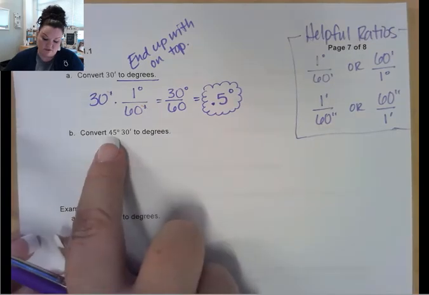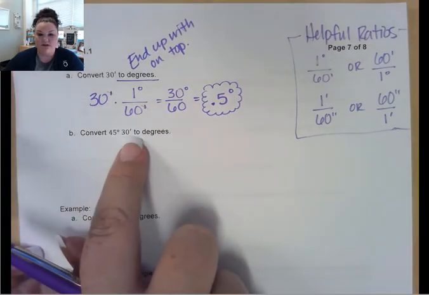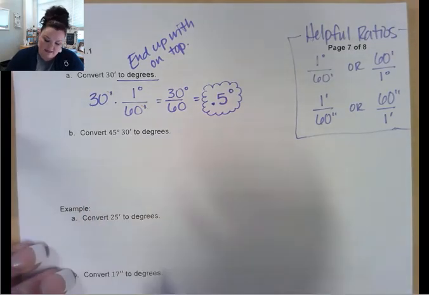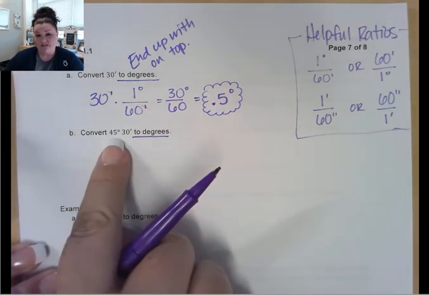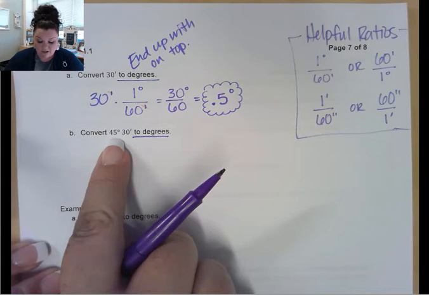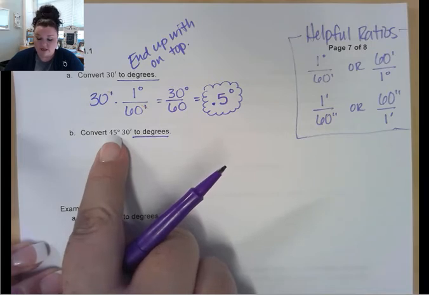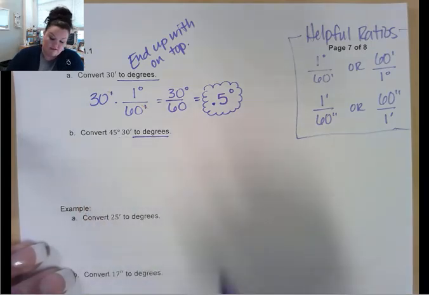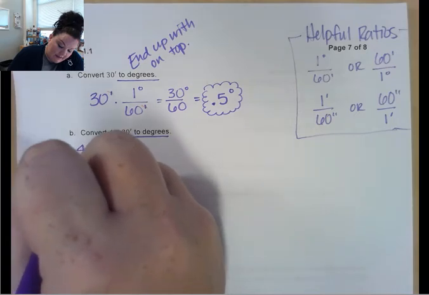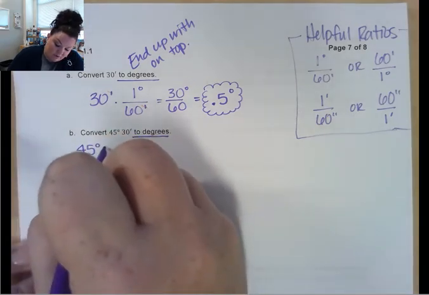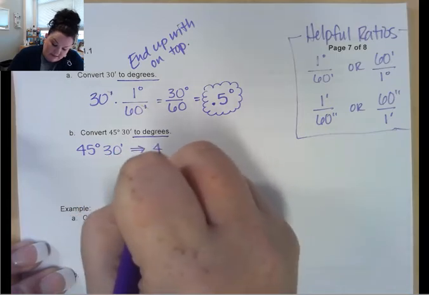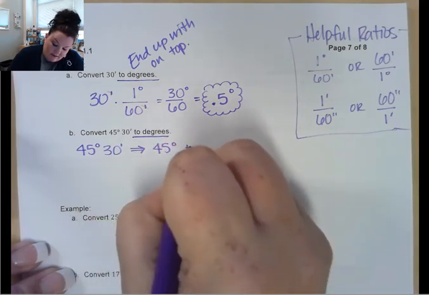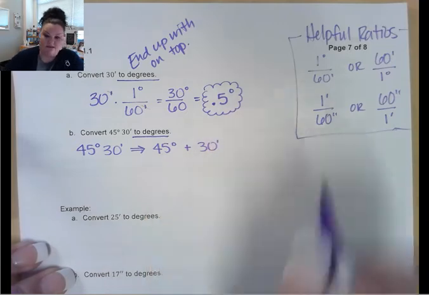This one says convert 45 degrees, 30 minutes to degrees. Now again, we want to end up with degrees, but actually part of this is already in degrees, right? We have 45 degrees already and then 30 minutes. So I'm going to rewrite this. Instead of writing this as 45 degrees, 30 minutes, I'm just going to rewrite this as 45 degrees plus 30 minutes, right?